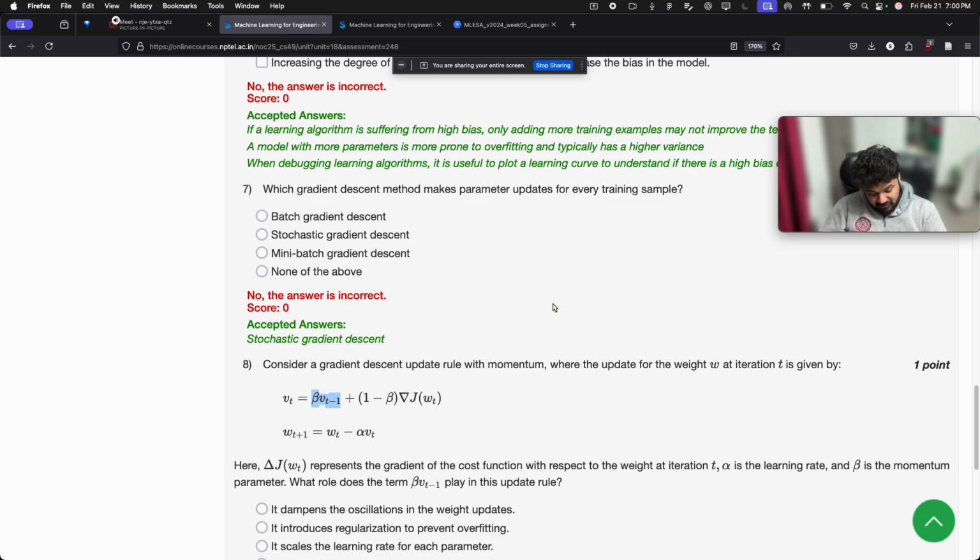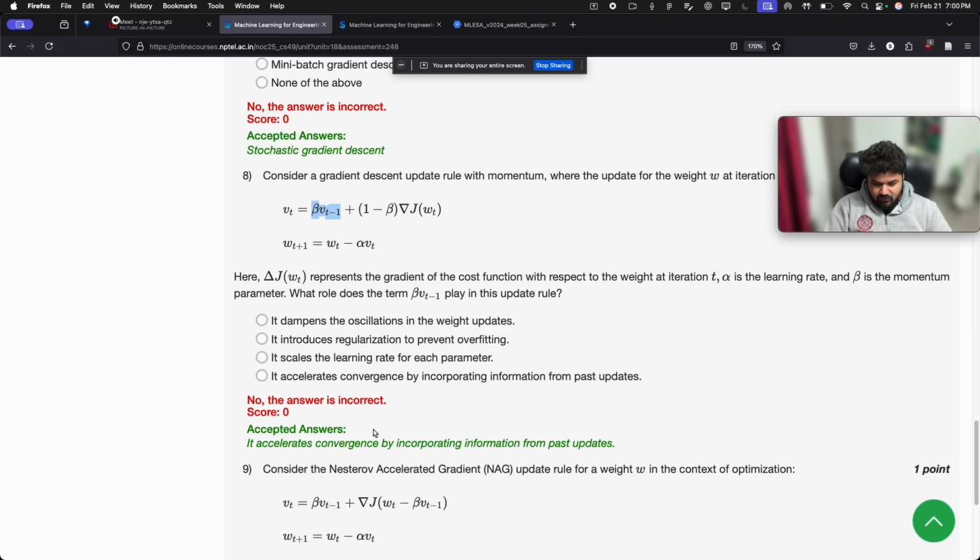Okay, this is the old one. This is the last epoch. This is the current epoch. So our updated weight would be weight new equals weight old minus delta J new. But instead of using delta J new, we use Vt. So it obviously accelerates convergence by incorporating information from past updates. That's what we did. We took past updates, we incorporated that information, and we got it here.